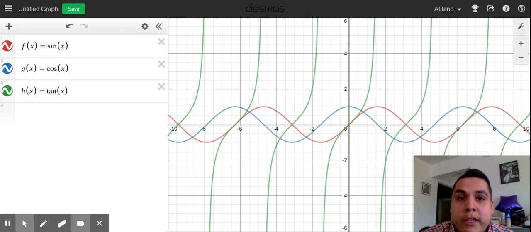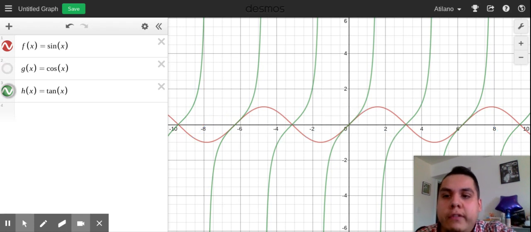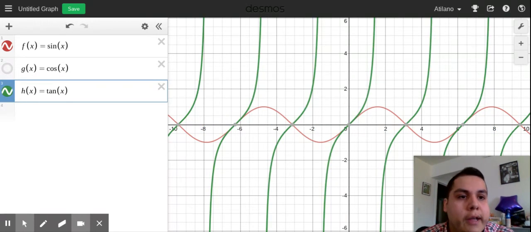Yesterday we talked about the domain, the range, as well as the y-intercepts. There's one more thing we need to discuss. So we're just going to take a look at each graph and describe stuff.